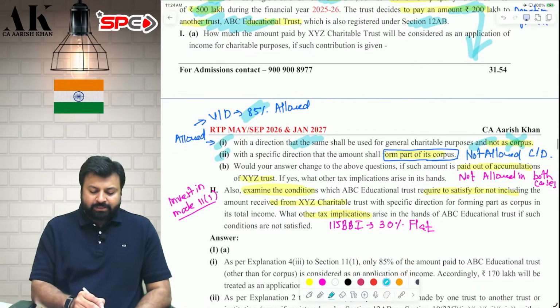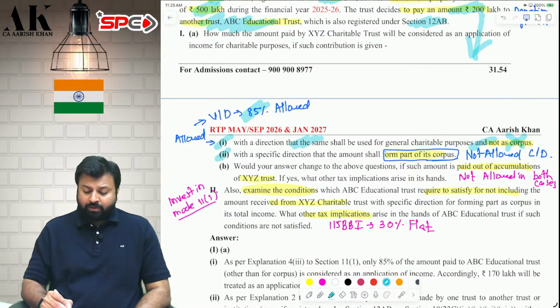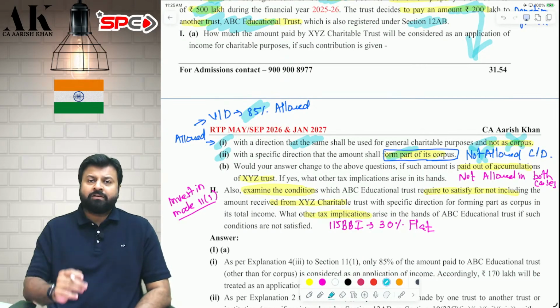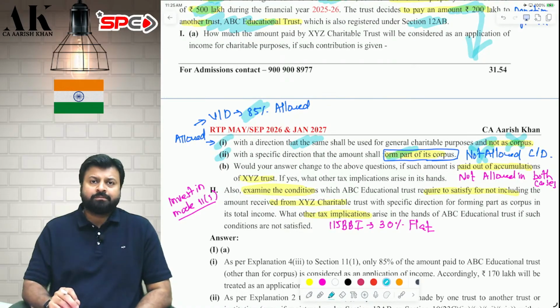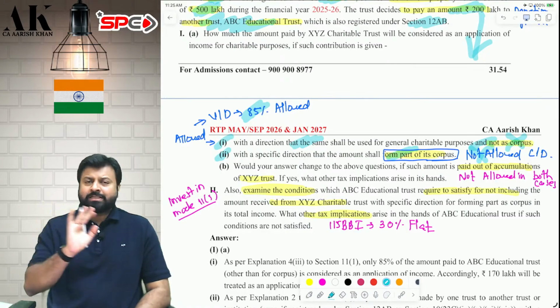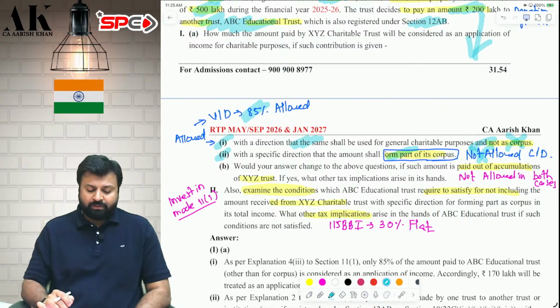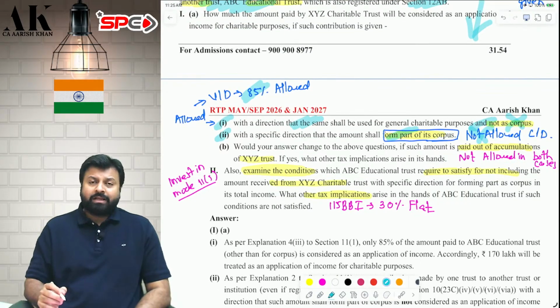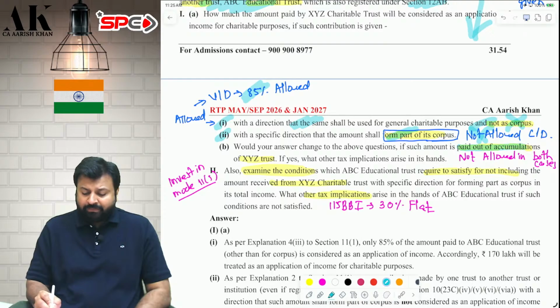Second, in case 2, if this donation is given as a part of a corpus, then it is not allowed. Corpus donation given to another charitable trust is not allowed as deduction. Be very careful. Third part, will your answer change if the donation is given out of the accumulation of last year's income?